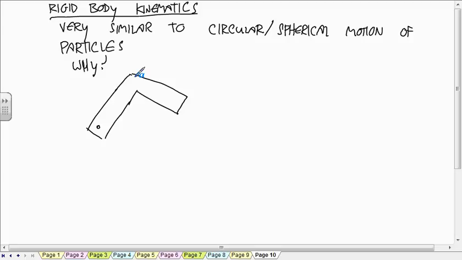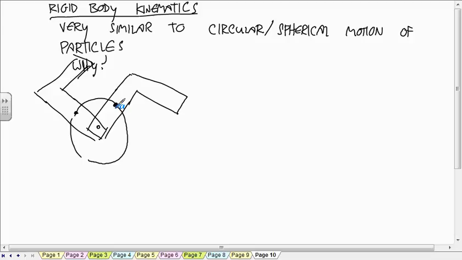like this, and it's rotating about some point, okay, think about the individual particles that make up the rigid body and what motion they're going through. So if you just arbitrarily choose this point here, as it rotates with the rigid body, it follows a circular path around the fixed point.